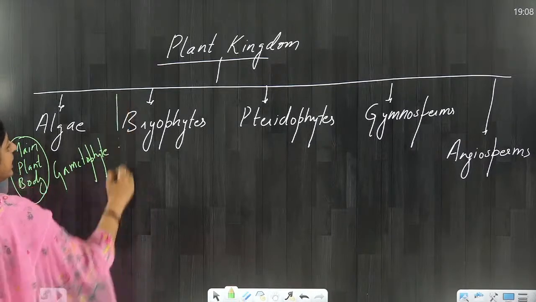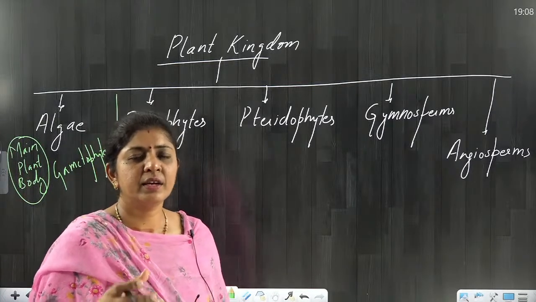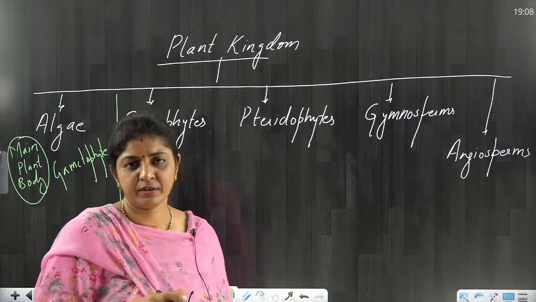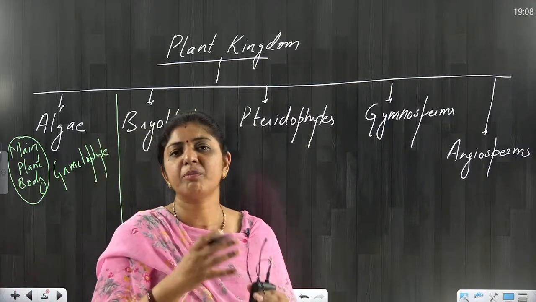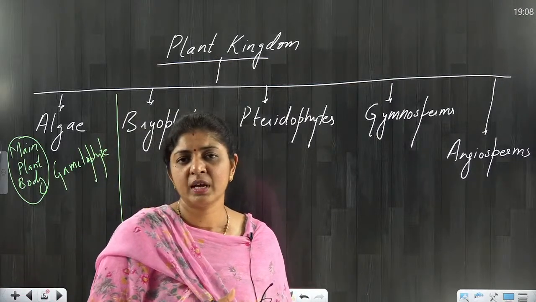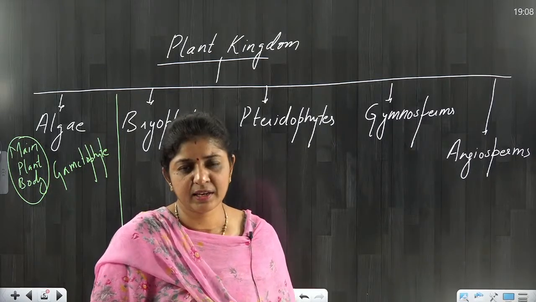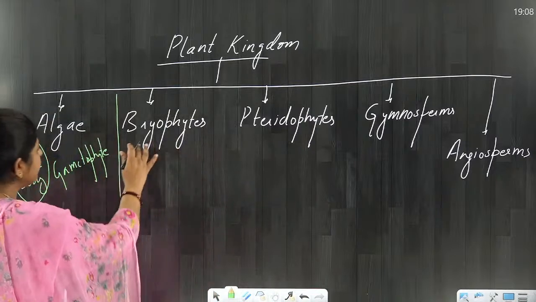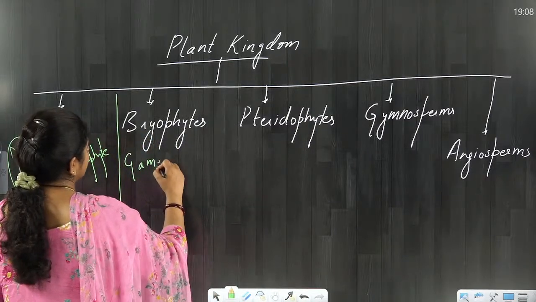Means if you are taking its vegetative cells, you will find their cells are haploid. If from such parts we are getting a haploid number of chromosomes, you call it a gametophyte or a haploid cell. Fine. And the main plant body of Bryophytes, again it will be what? Gametophyte.